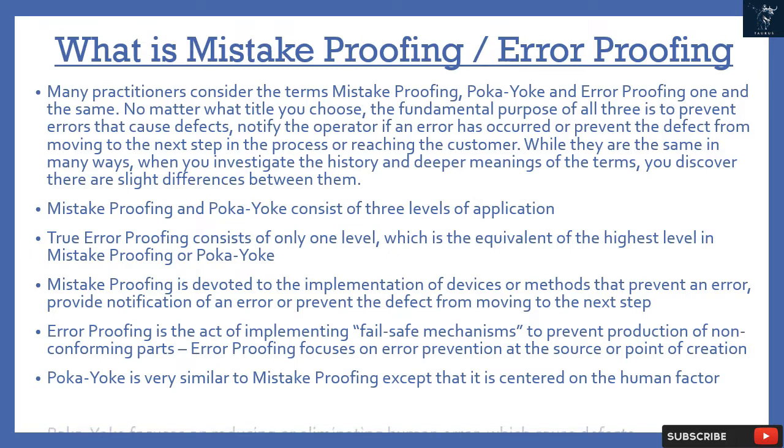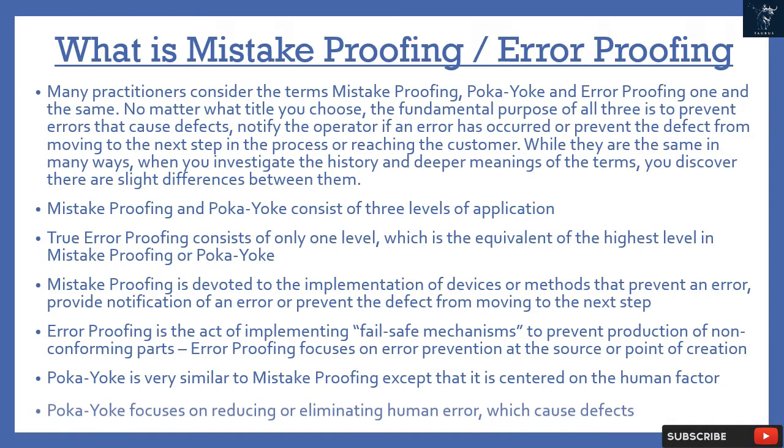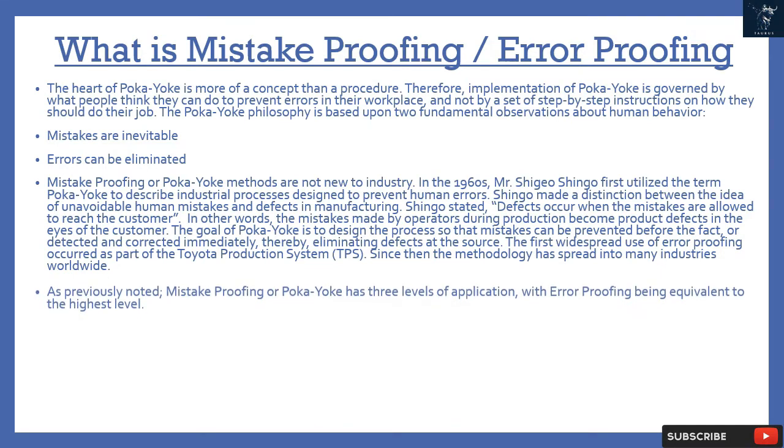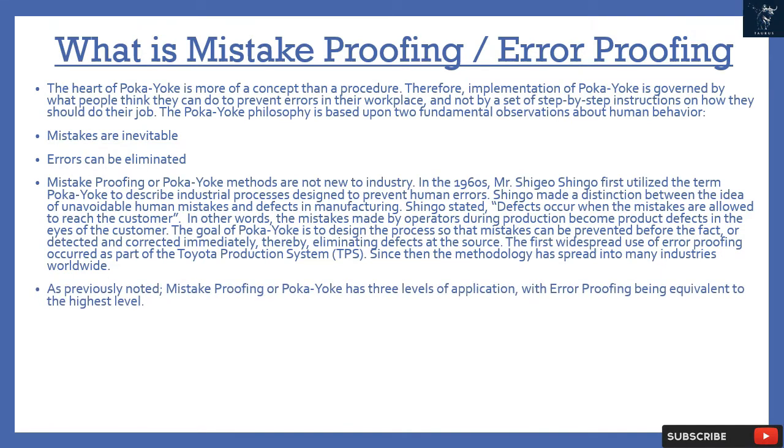Poka Yoke is very similar to mistake proofing, except that it is centered on the human factor. Poka Yoke focuses on reducing or eliminating human error, which causes defects. The heart of Poka Yoke is more of a concept than a procedure. Therefore, implementation of Poka Yoke is governed by what people think they can do to prevent errors in their workplace, and not by a set of step-by-step instructions on how they should do their job. The Poka Yoke philosophy is based upon 2 fundamental observations about human behavior. Mistakes or inevitable errors can be eliminated.